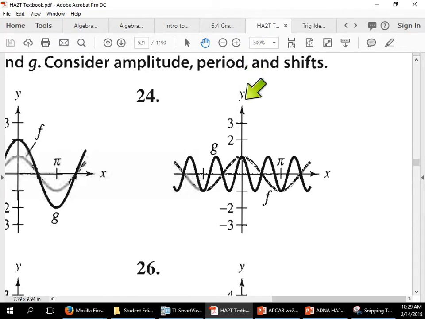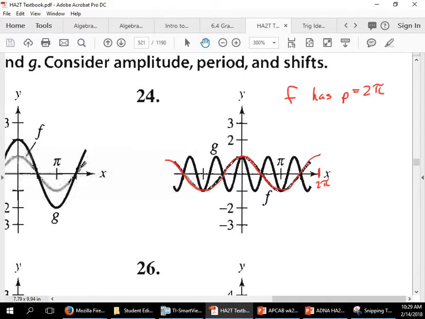What about period? Period is the same. Is it? No. Let me see. My f function goes like this, and it looks like it stops right there. What do you suppose that x value is? If this right here is pi, what do you suppose this is? That's 2 pi. So it looks like the f function, which is my red one right here, has a regular period of 2 pi. So let's say f has period equaling 2 pi.